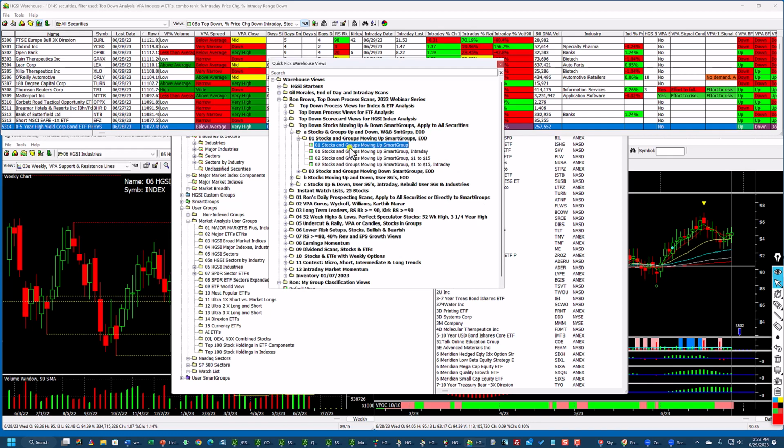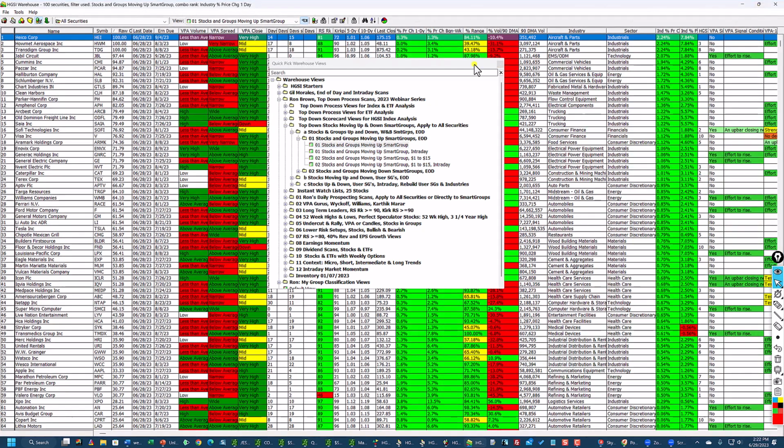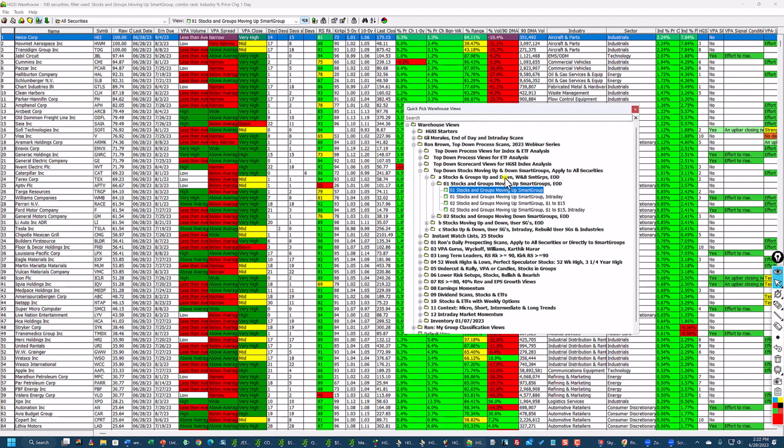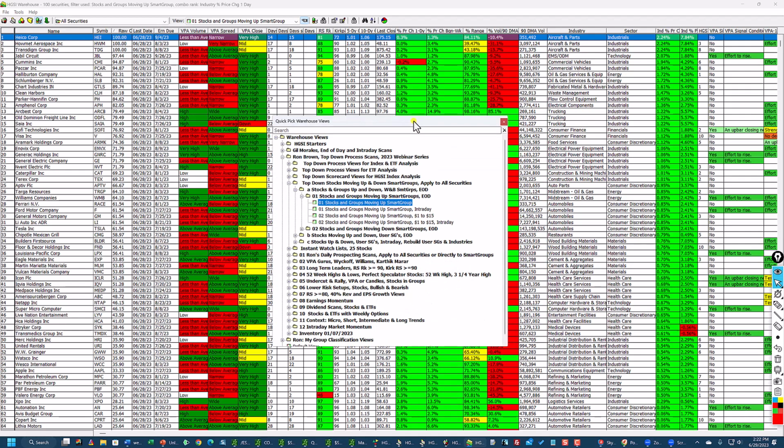So I'm going to click on stocks and groups moving up smart group, and the industry here, I should have done this before I updated the industries, but the industries here reflect what's going on right now. And I made a mistake there. I should have not done that because of what this is going to do. This one right here, yesterday the cruise lines were at the top of the list. I messed up. I should have taken you through the whole process, but you'll forgive me for that, I'm sure.